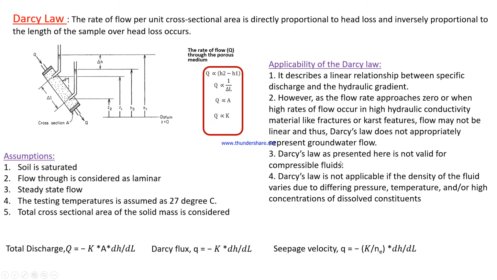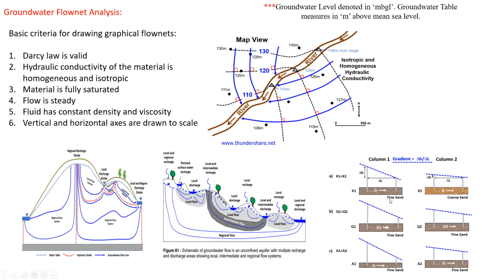Darcy's law as presented here is not valid for compressible flow. Suppose the temperature changes, or the liquid properties change, like if oil is present in the groundwater flow. There Darcy's law will not be valid, because of the changes in viscosity and temperature. It is also not applicable if the density of the fluid varies due to differing pressure, temperature, or a high concentration of dissolved gas.